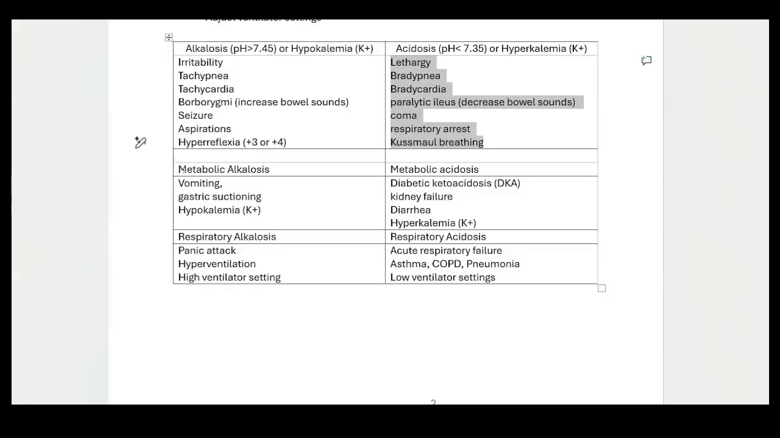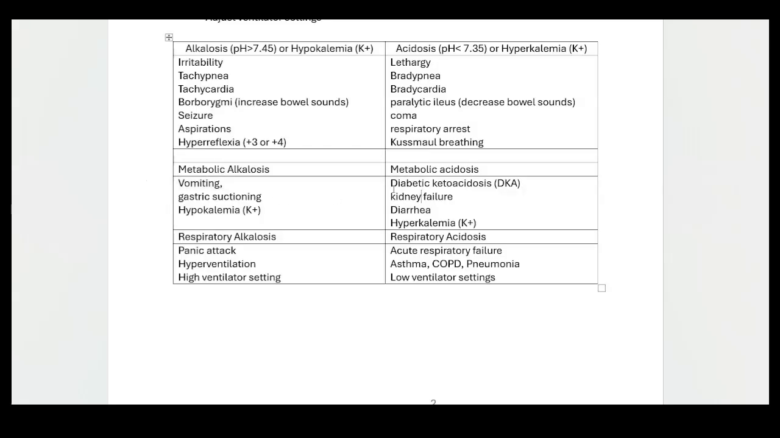But what I want you to know is that in metabolic alkalosis, the person will be vomiting. The reason why, in metabolic alkalosis, is that the stomach is made up of hydrochloric acid. When the person is throwing up or you are doing gastric suctioning, you are suctioning out all the acid in the person. And therefore, this person is at risk of getting metabolic alkalosis. I'm saying metabolic because I'm not talking about carbon dioxide concentration, and I'm not talking about the respiratory system.